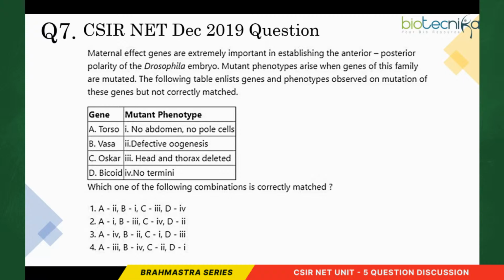Okay, option 3, everyone is saying. Let's see whether your answer is right. Yes, so we know that these are the mutant phenotypes for the gene. If bicoid is not there, we all know head and thorax is deleted.